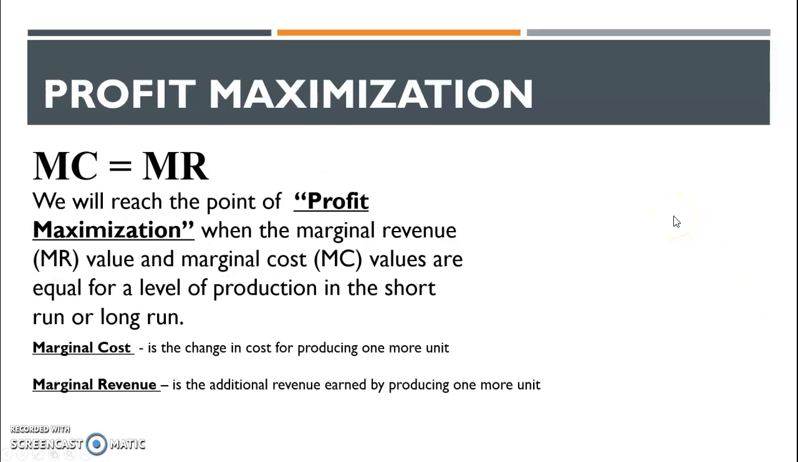Profit maximization is where MC equals MR, which we reach at the point of profit maximization when the marginal revenue (MR) value and the marginal cost (MC) values are equal for a level of production in the short run or long run. Marginal cost is the change in the cost for producing one more unit. Marginal revenue is the additional revenue earned by producing one more unit.